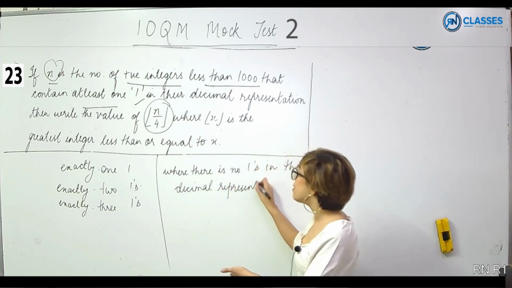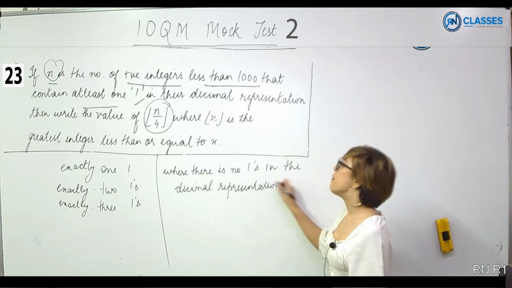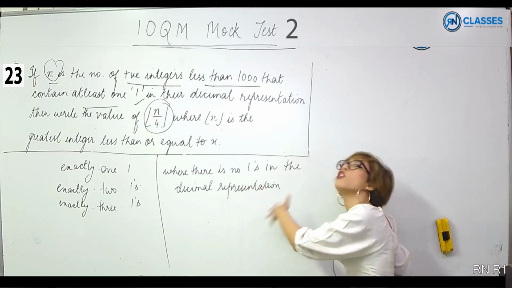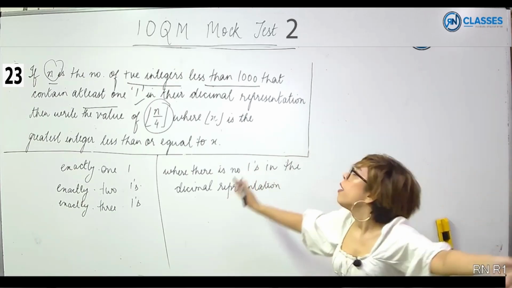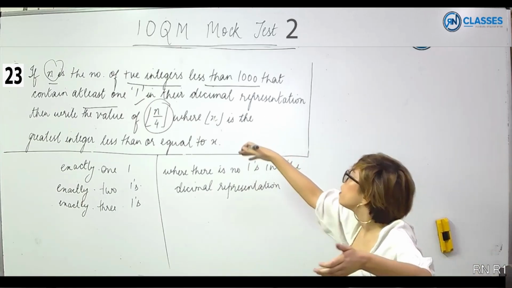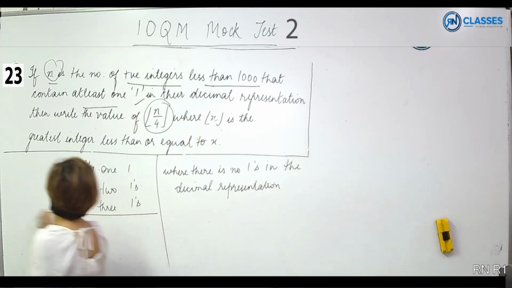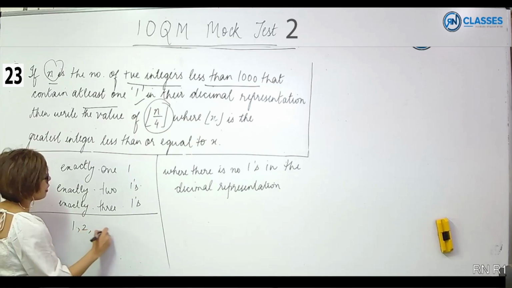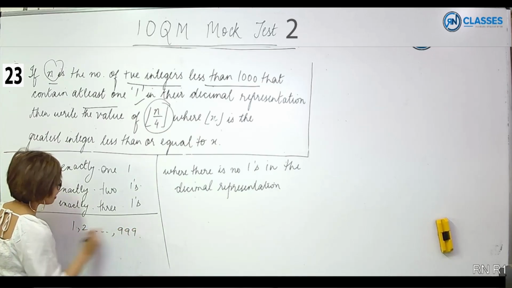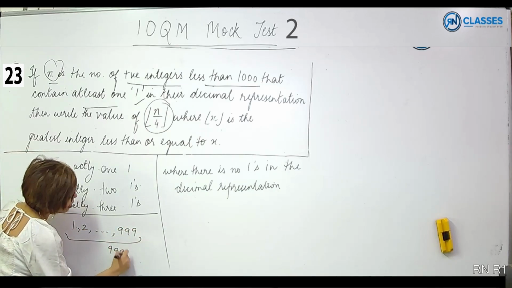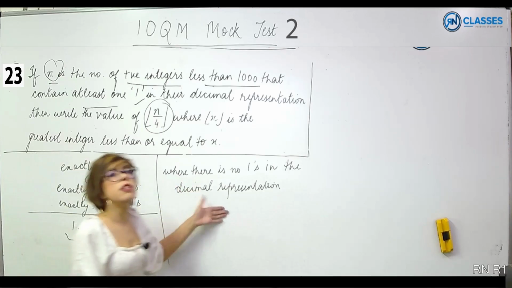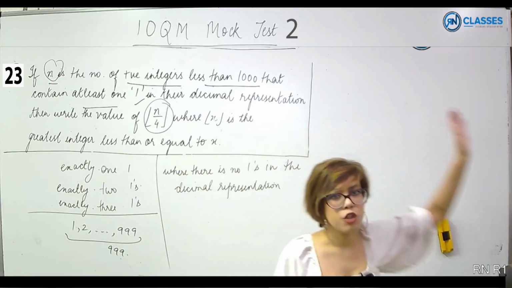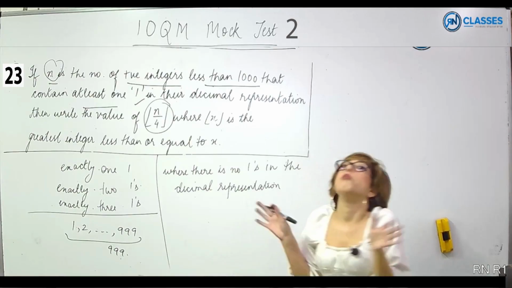Now, don't you think this is much easier to find out? If I can find out this, I'll subtract this from the entire numbers. Now, he says numbers less than 1000, so that means I'm considering the numbers from 1, 2, so on to 999. How many numbers are there? 999. From this, if I subtract these numbers, I will satisfy the condition.